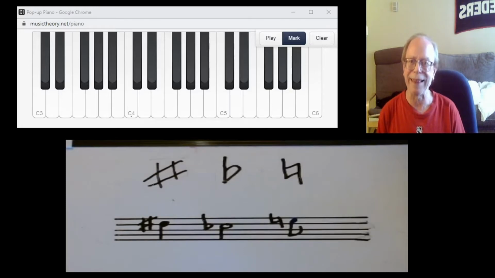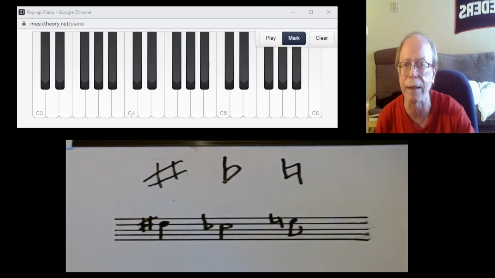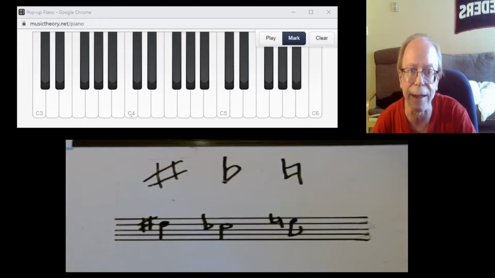Hello, welcome to Theory Lesson 3. This lesson is going to introduce you to the concept of accidentals, which was actually briefly introduced in Piano Lesson 3. Okay, just before we even start on this, I just want to introduce you to something we're going to get into more detail later, and that's the concept of tones and semitones.